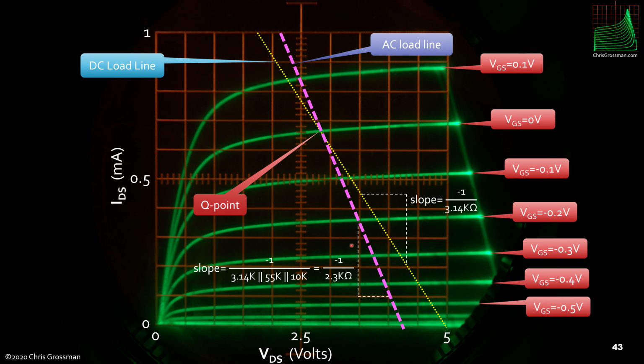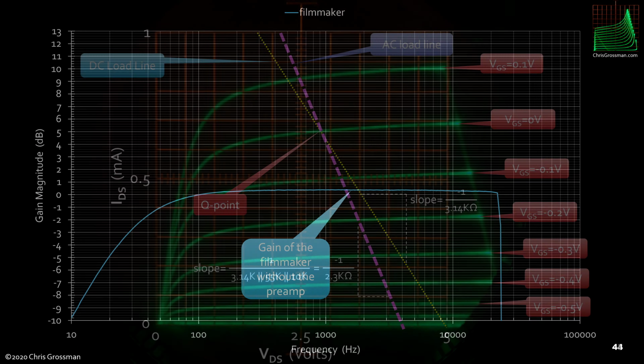So what's going to happen in the load line is, when the part's operating, it will go to the DC load line, which gives us this point. But when it's amplifying, it will move up and down this AC load line, or dynamic load line, not the DC load line, where the slope of this load line is determined by the parallel combination of all three of those resistances.